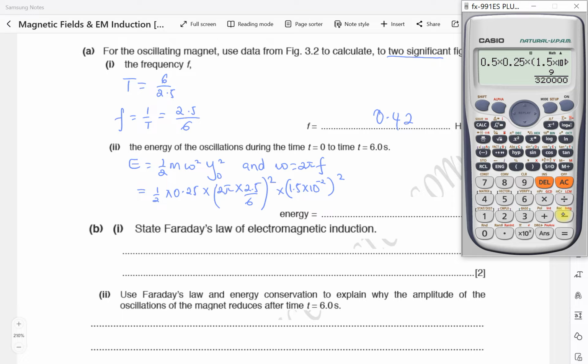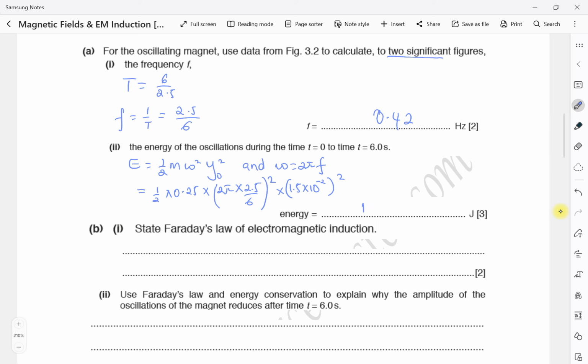Then I'll have times, open bracket. I can simplify this. This will be 2.5, that is 5 pi over 6. So I will say 5 pi divided by 6, but this should be squared. So I'm getting 1.93 times 10 to the power of minus 4, which is approximately 1.9 times 10 to the power of minus 4 joules.